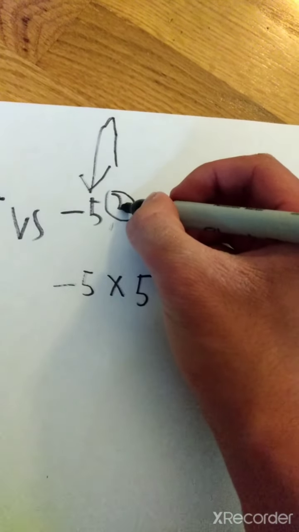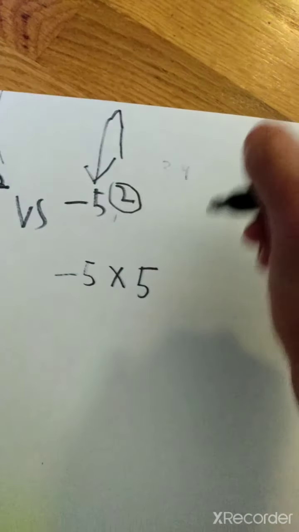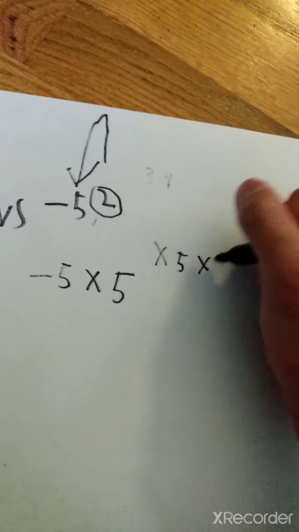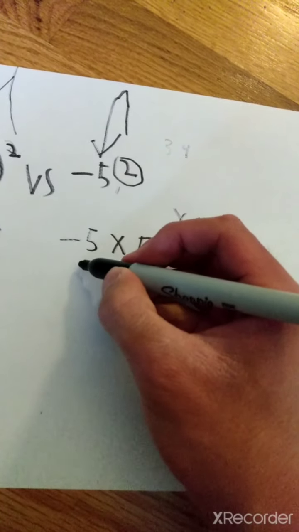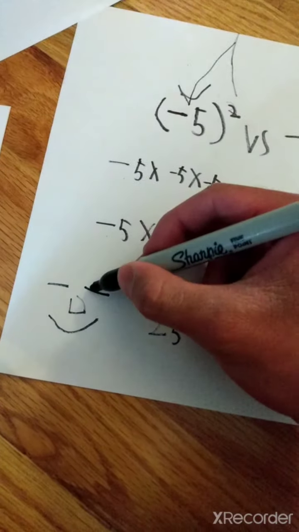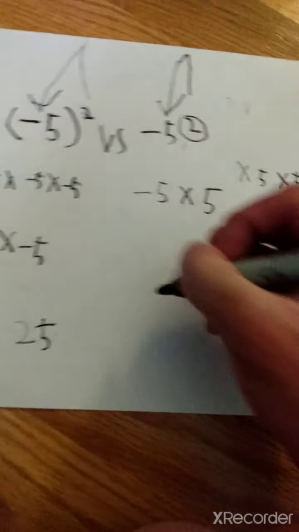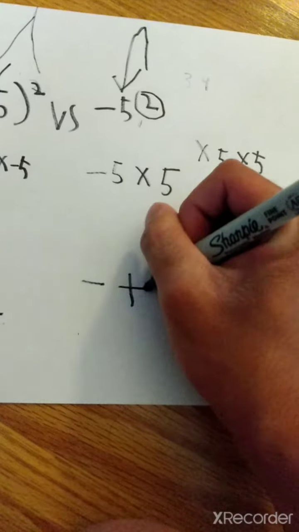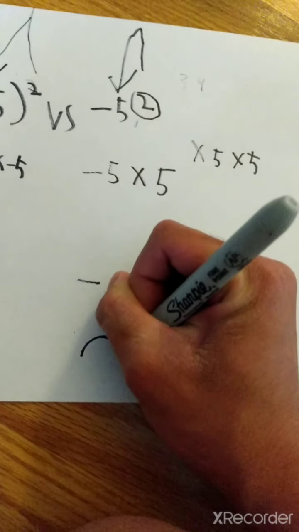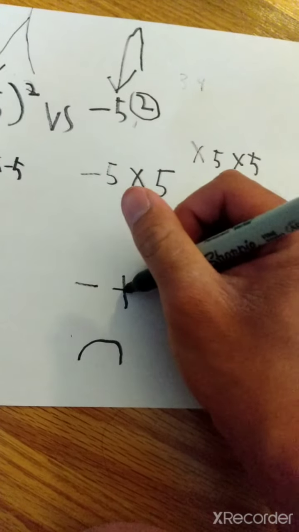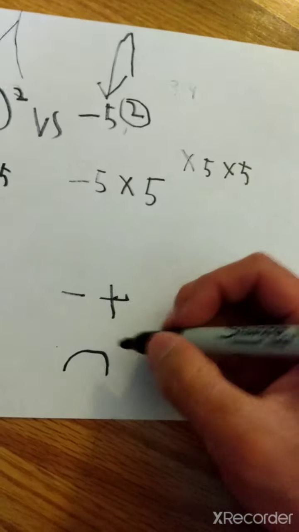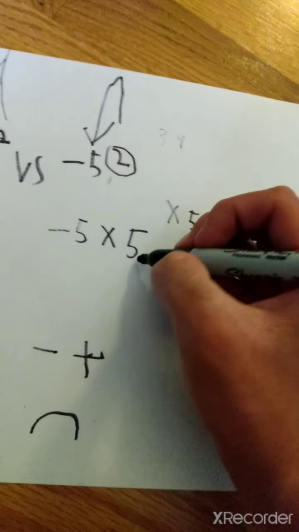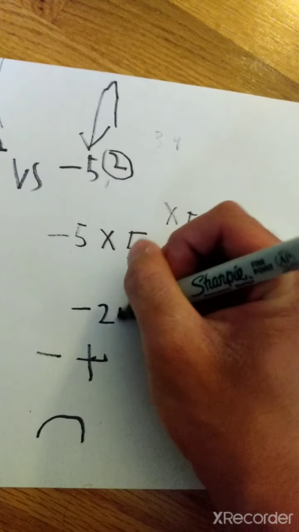And if that exponent was a 3 or a 4, we would keep progressing and multiply it by 5 and multiply it by 5. So instead of a negative multiplied by a negative, we get a negative multiplied by a positive. And it's going to become a negative, because this person got shot by something and now he's not feeling so good. So -5 multiplied by 5 is -25.